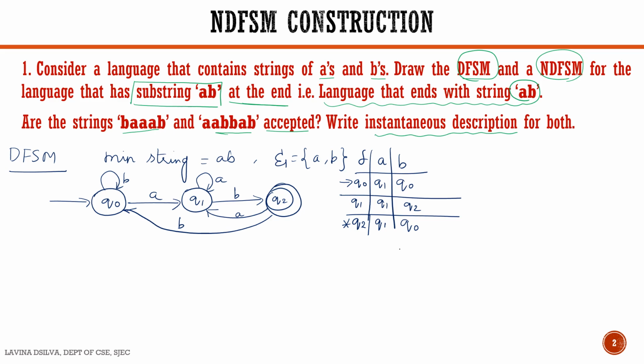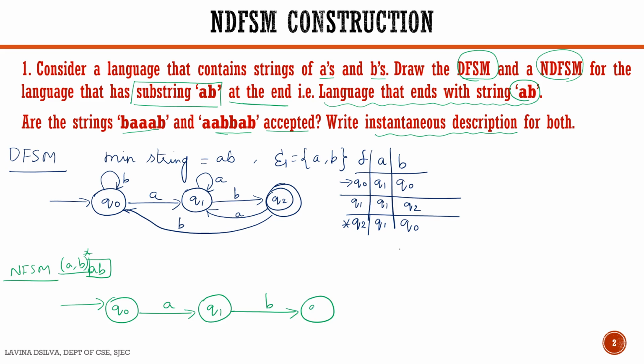Now, the NFSM construction for the same. It is a string which ends with AB. Prior to that, it can have any number of A's and B's. Therefore, we have Q0 state. We give an A, go to Q1 state. In Q1 state, we give a B. We go to Q2 state, and Q2 state is our final state. So we are done with this part. We have to only worry about this part now.